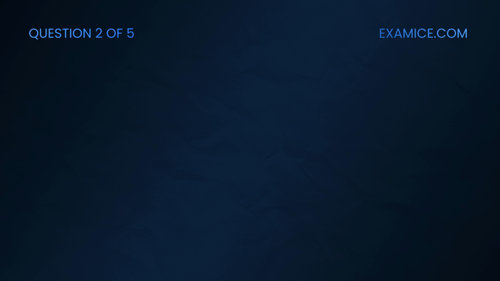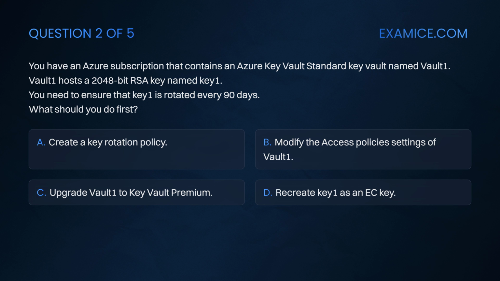Question 2. You have an Azure subscription that contains an Azure Key Vault standard key vault named Vault 1. Vault 1 hosts a 2048-bit RSA key named Key 1. You need to ensure that Key 1 is rotated every 90 days. What should you do first?